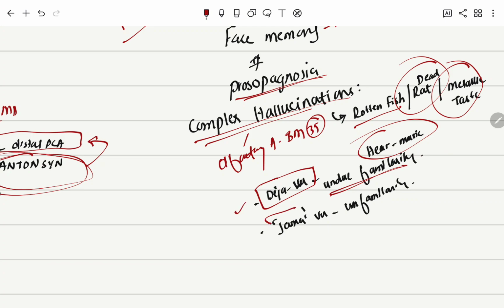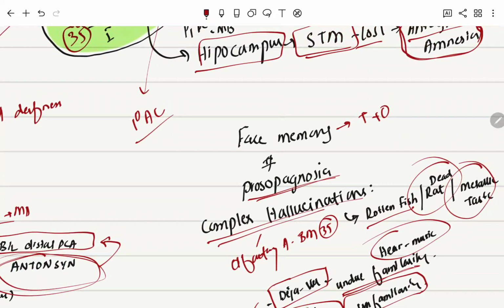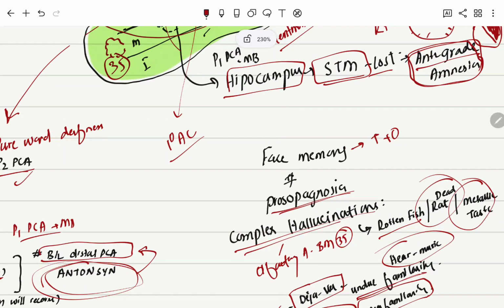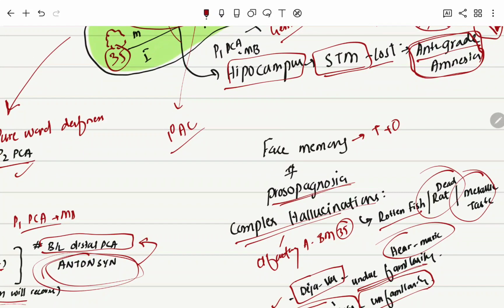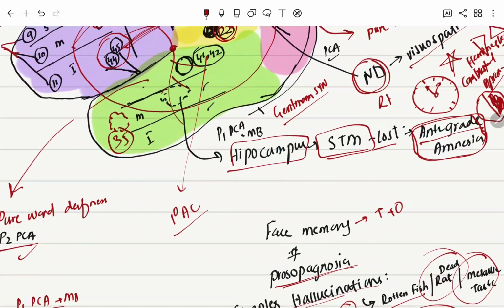The patient might also have jamais vu. This is unfamiliarity; he may not recognize his wife. So we'll have short-term memory loss, prosopagnosia, complex hallucinations, deja vu, and jamais vu. These are the features when we damage the temporal lobe.